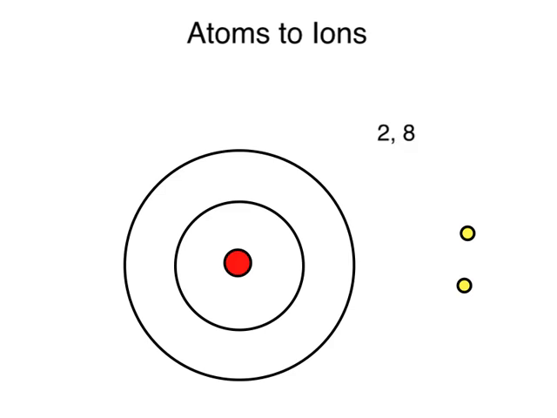Now, because this is magnesium, we've got 12 protons in here and we've lost 2 electrons. We've got 10 electrons left, so we end up with a charge of +2 for the magnesium. Okay, now we've looked at 2 examples of positive ions.